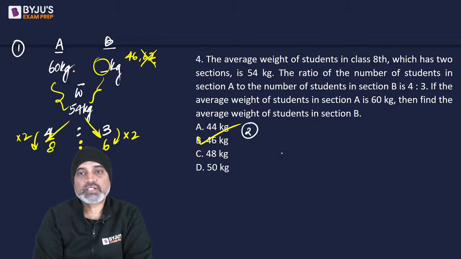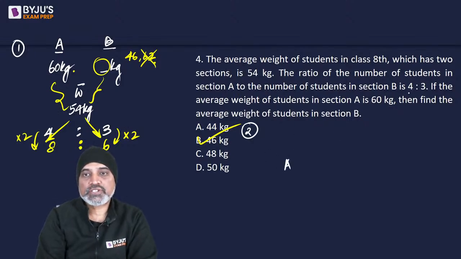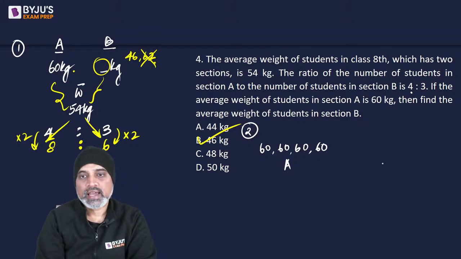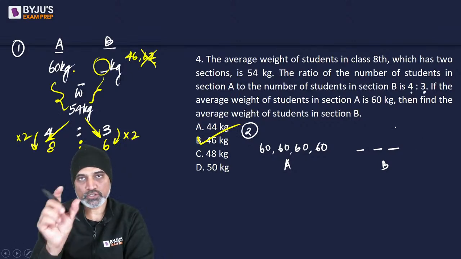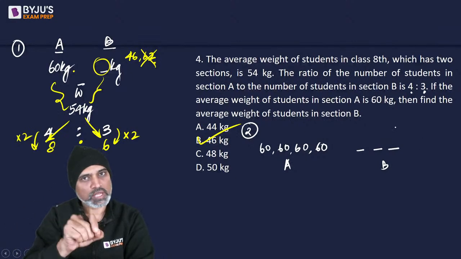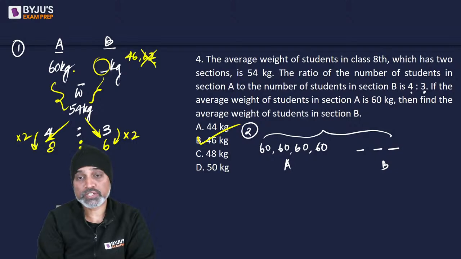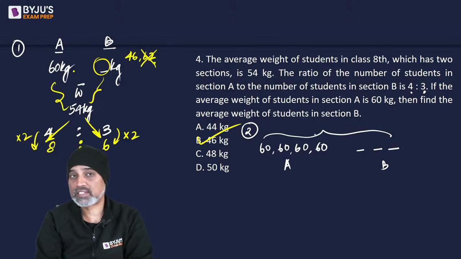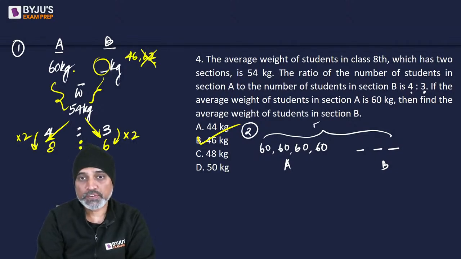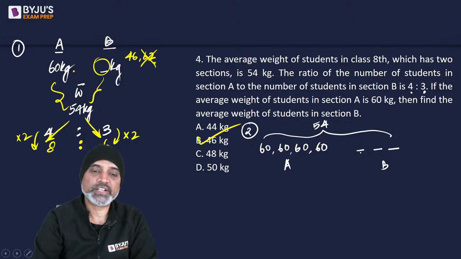The second approach is, let's say in section A, there are only 4 students and the weight of each of the 4 students is 60. And in section B, there are only 3 students. So the proportion that you see in the ratio is the number of students. And it is given to us that the weight of all these 7 students together, both sections together, is 54. So what will be the weight of this?